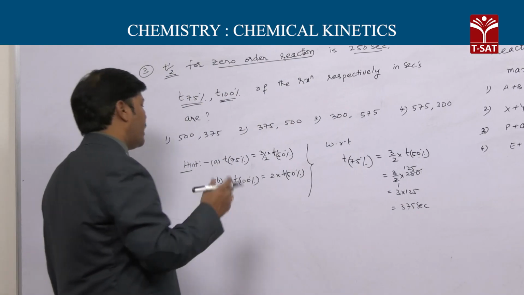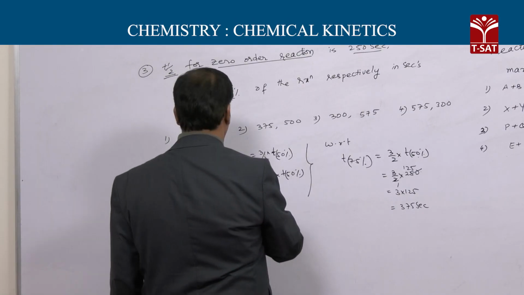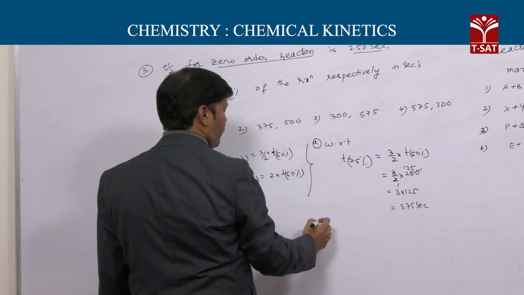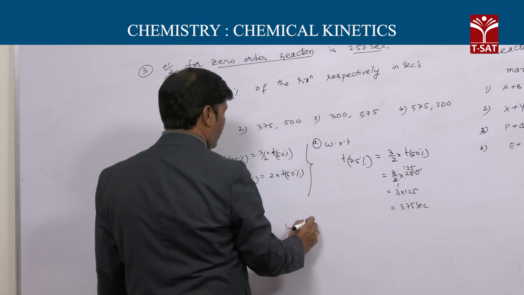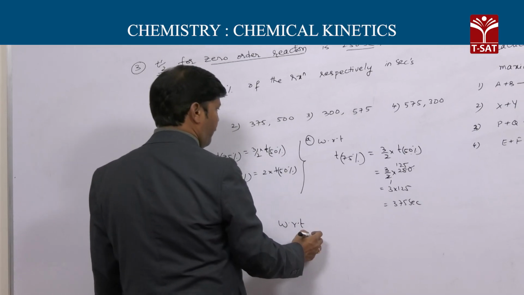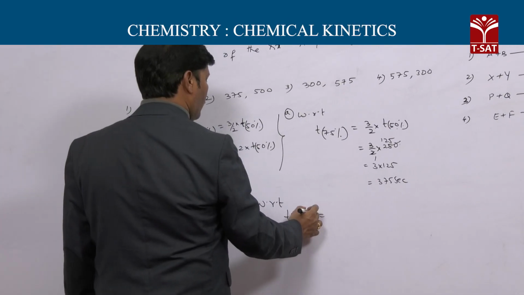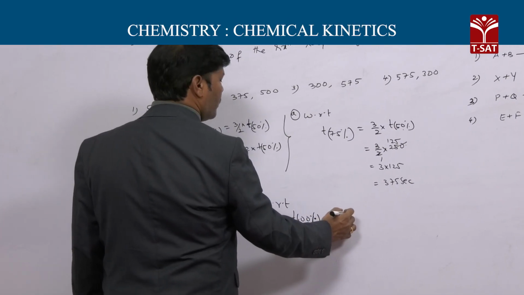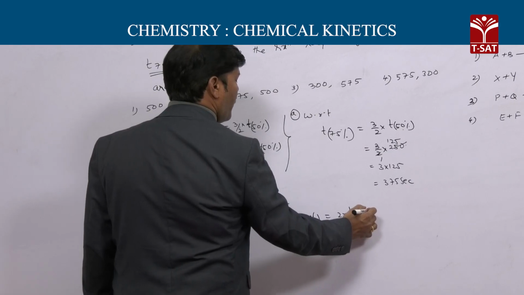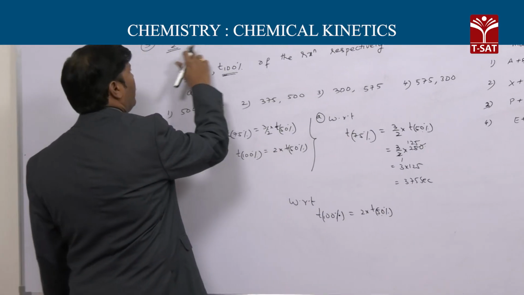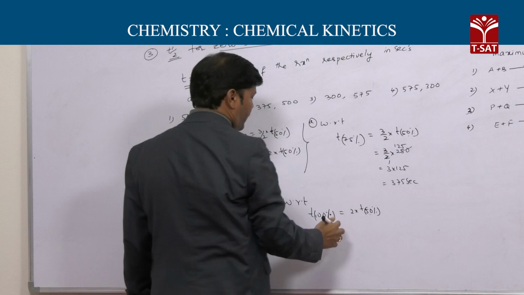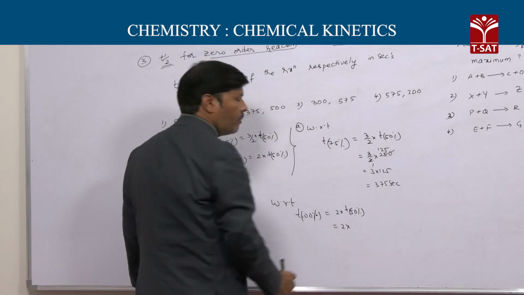Now go to the second part. With respect to T 100% of the zero order, it is equal to 2 times the half life of the zero order. Already T half of the zero order reaction is given, which is 250 seconds. So therefore it is going to become doubled.